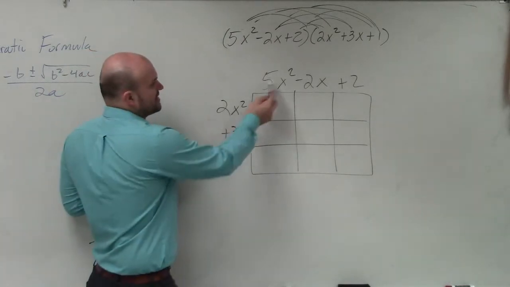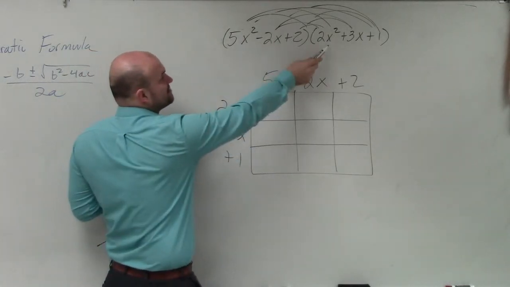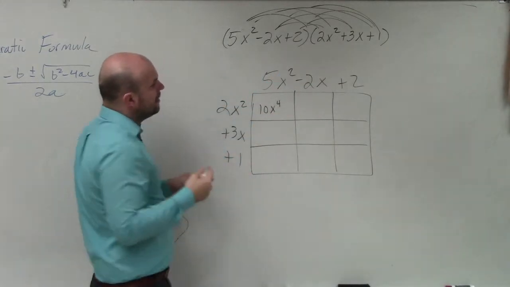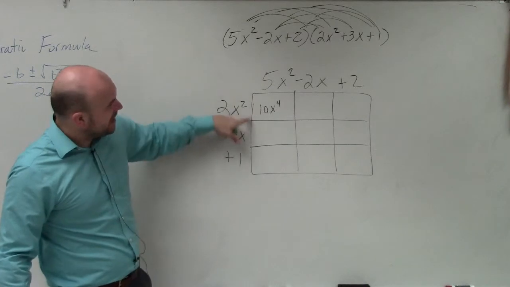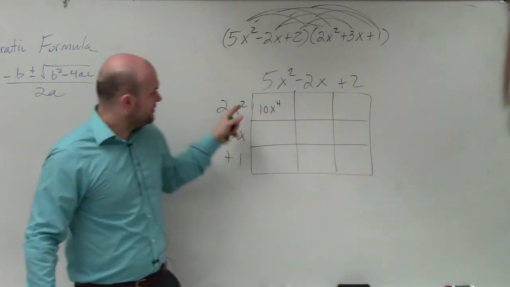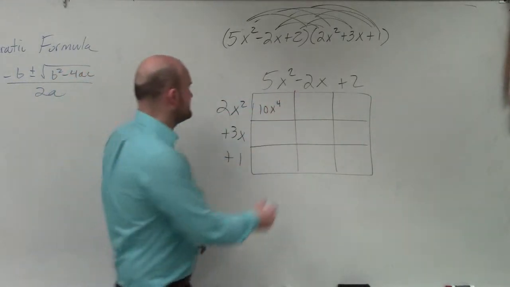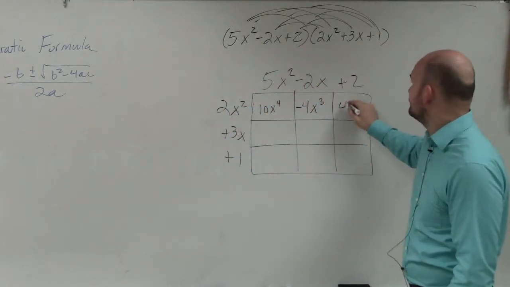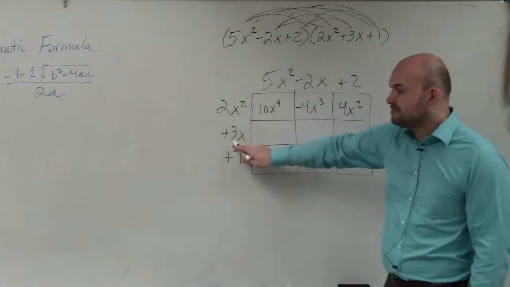So I do 2x squared times 5x squared. Do I do a 5x squared times 2x squared? Yeah, right? That gives me 10x to the 4th. Then this is the height of this whole row. So therefore, I do 2x squared times negative 2x, which is negative 4x cubed. 2x squared times 2, which is 4x squared. Then we move to the next one.